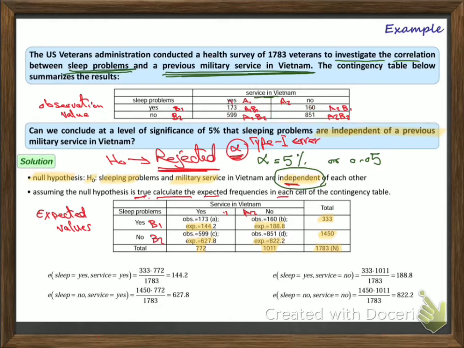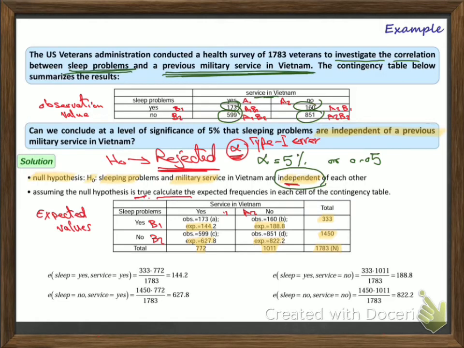So what are these numbers called? This number is called observed value, the observed reading. When I do the experiment, I count the number of people, because these are distinct categories. It's not continuous, it has to be counted. So this number 173 is the frequency in this category, 599 under this category, 160 under this category, and 851 under the other category. So this is the frequency of these people in these cells. This value is called the observed value. Observed means the values which we have observed in our experiment.